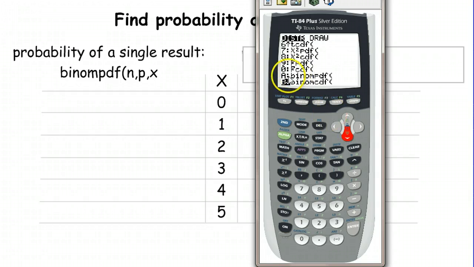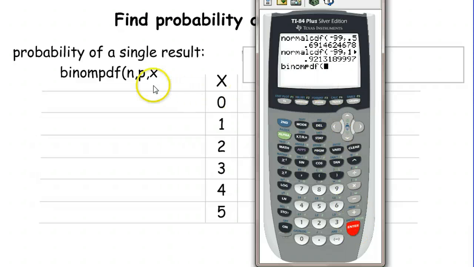And so binompdf is A, binomcdf is B. It might be a little bit different depending on the version of your calculator. But the binompdf is what I want first. So I'm going to hit that. And then it asks for n followed by p followed by x.